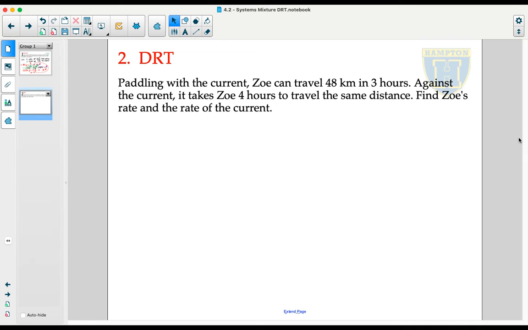Paddling with the current, Zoe can travel 48 kilometers in 3 hours. Against the current, it takes Zoe 4 hours to travel the same distance. Find Zoe's rate and the rate of the current.